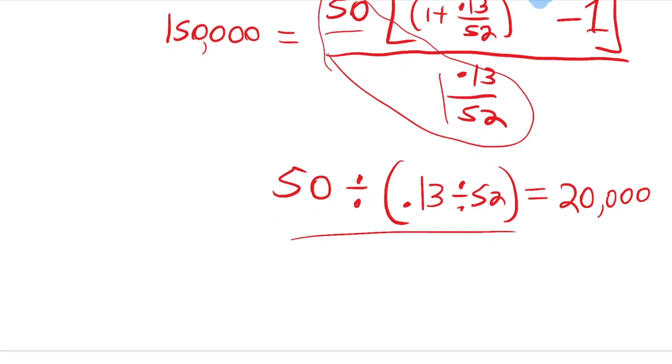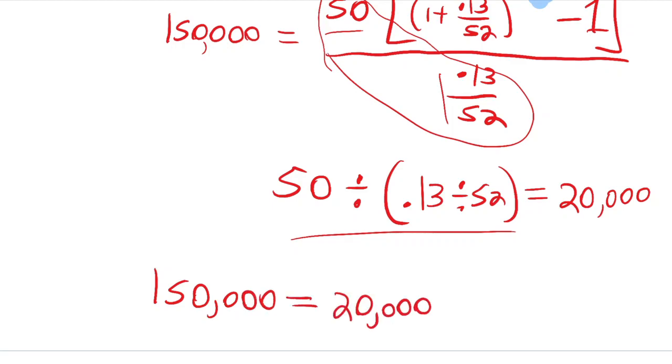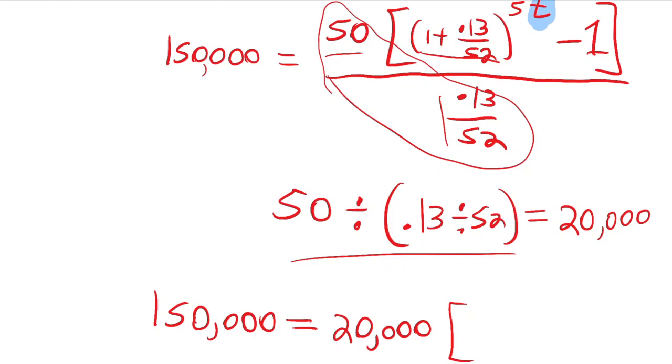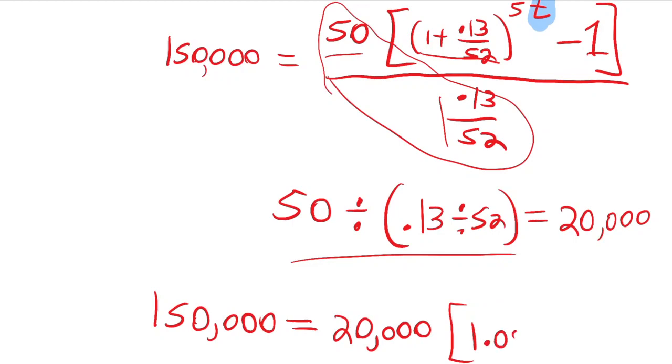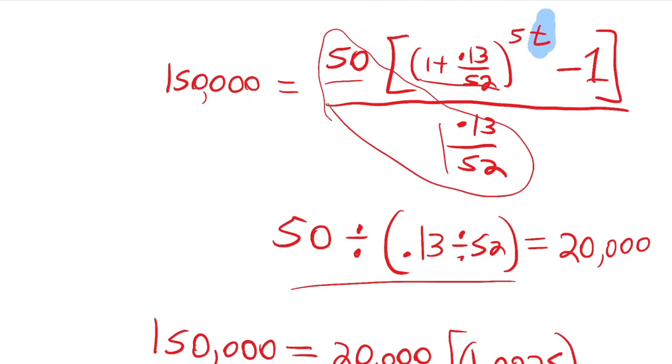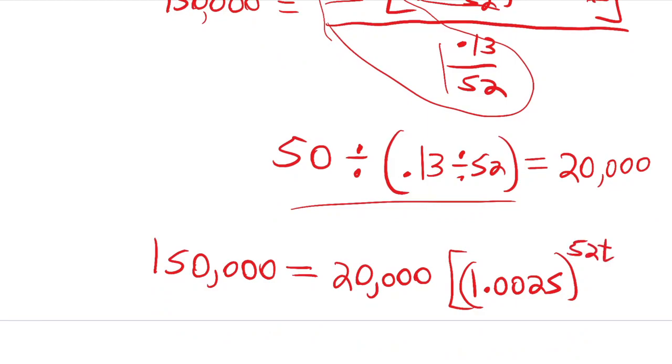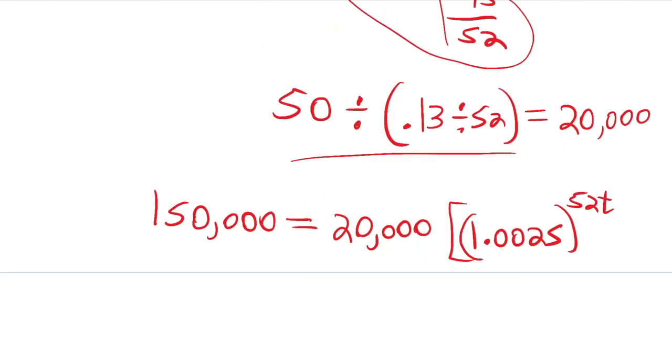So 150,000 is equal to 20,000 times, and on the inside here, that's going to be 1.0025. If you divide 0.13 by 52, you get 0.0025. So that's 1.0025 raised to the power of 52t, where 52 was the value of n, minus 1.